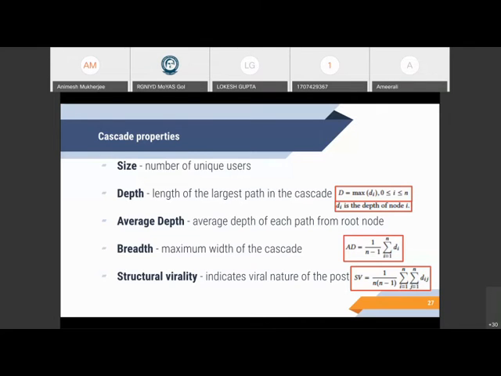So in this directed acyclic graph figure, we see different metrics. One is the size, that is the number of unique users in this DAG. But if y depends on x and z, so it is called multiple regression. But it also can be extended, where y depends on x, w, and so on.